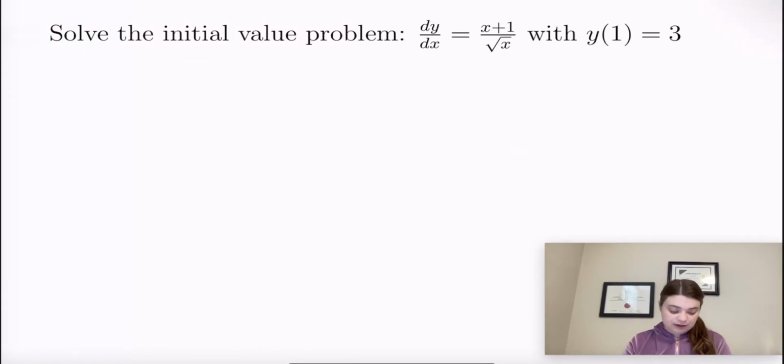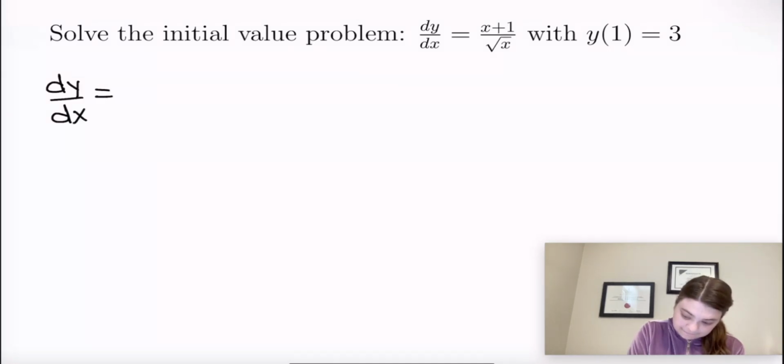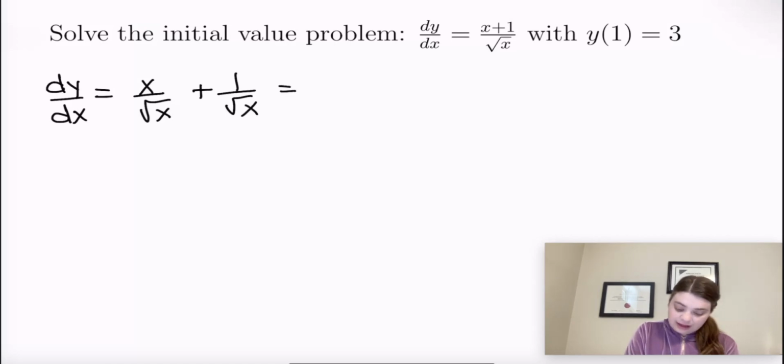So what I'm going to do here is write x plus 1 over square root of x as the same thing as x over square root of x plus 1 over square root of x. And then x over square root of x is really just the same as x over x to the power of a half plus 1 over x to the power of a half.